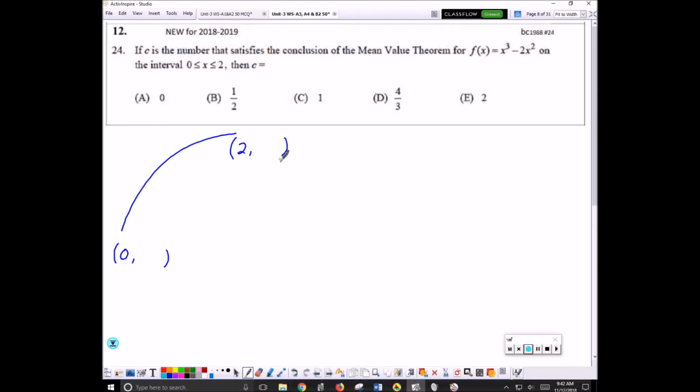Danny? So don't we plug in the x value so we can find the y value so we can find the secant slope? Nicely done. It's perfect. So I come over here and say, let's go find f of 0. So that's 0. So this point starts at 0, 0. Now we're going to find f of 2.